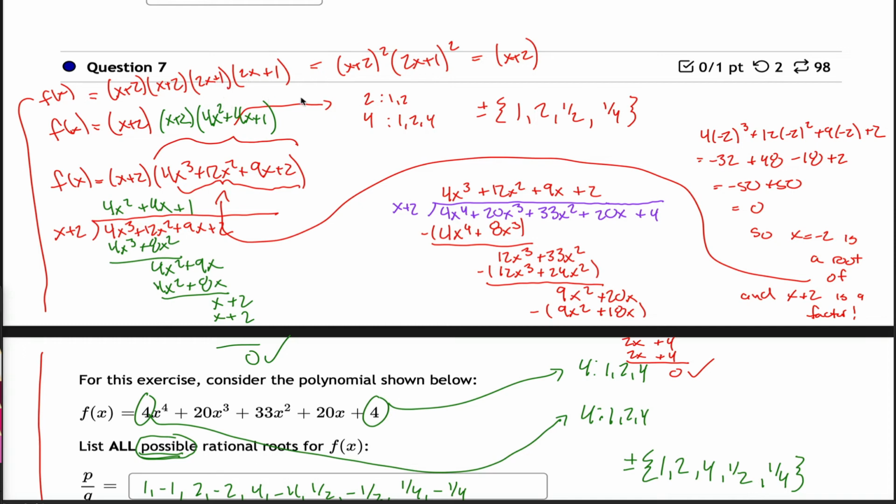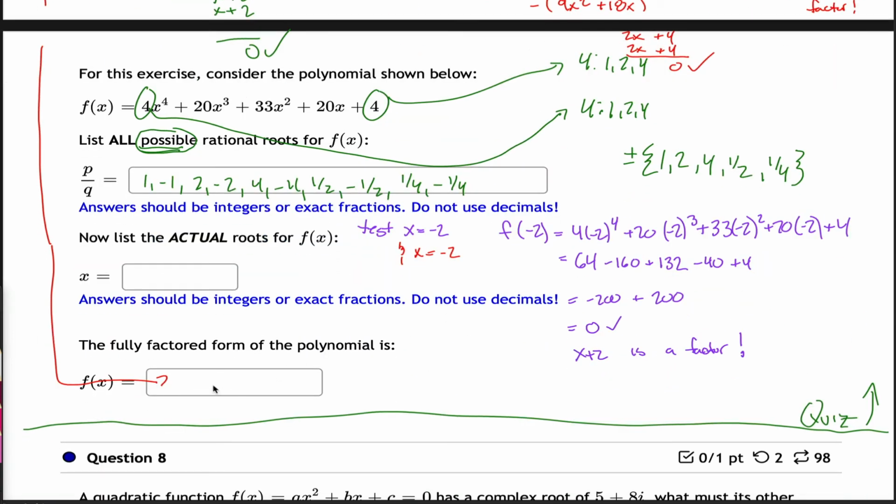If you pulled out a 2 from this one, a 2 from this one, you'd have a 4. You'd still have these 2x plus 2s, so x plus 2 squared. And then each of these 2x plus 1s would now be x plus 1 half, because I pulled a 2 out of each of them. So I could also write the polynomial in its factored form this way. It doesn't really matter this way, or this way. It's all the same thing. And I believe the system's smart enough to accept any of those as your answer here.